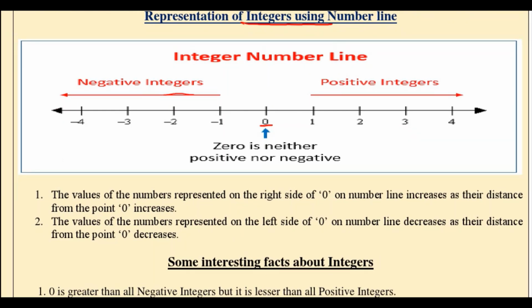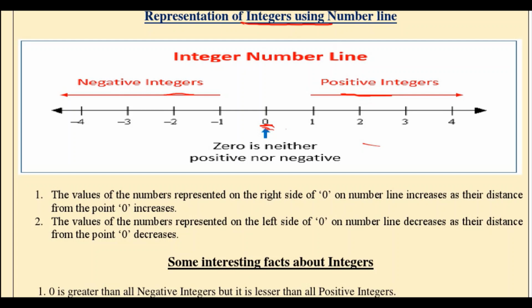Number 1: the values of the numbers represented on the right side of 0 on the number line increase as their distance from the point 0 increases. So if you see these numbers represented on the right side, right here, these numbers are greater than 0. They are greater than what? 0. And the value keeps increasing as their distance from point 0 increases.